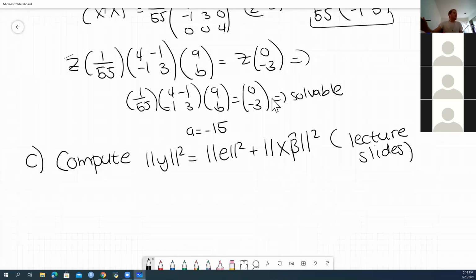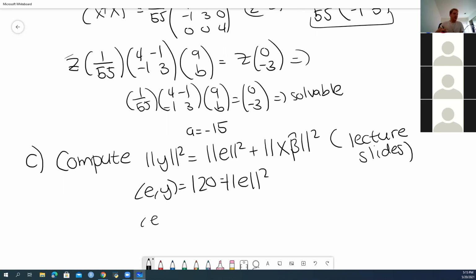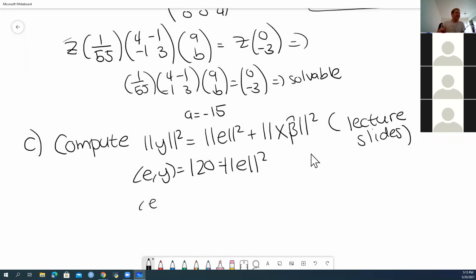So then we were given the fact that e comma y is going to be equal to 120. And this actually ends up equaling just e squared because things cancel out. Again, this is something that should be in the lecture notes. You get e transpose y is like e squared, so just look at the lecture notes. So this is what e squared is.